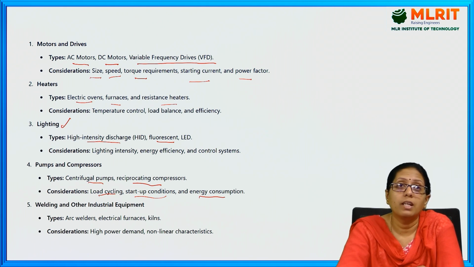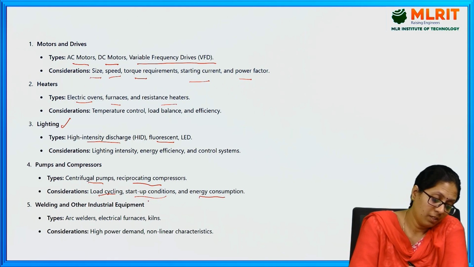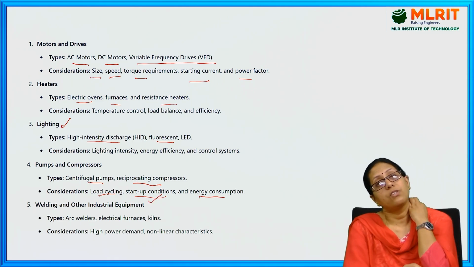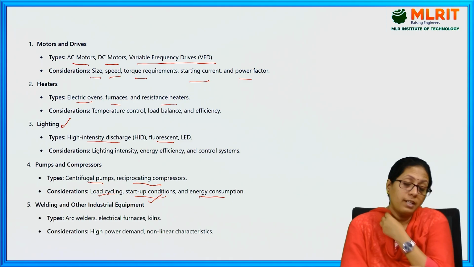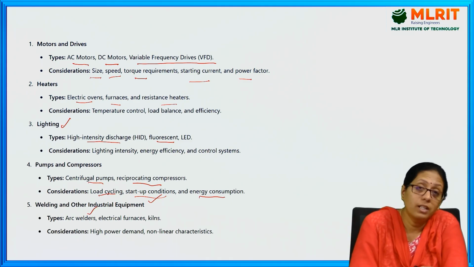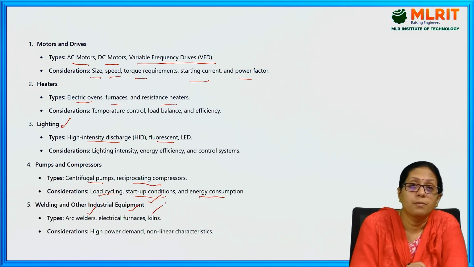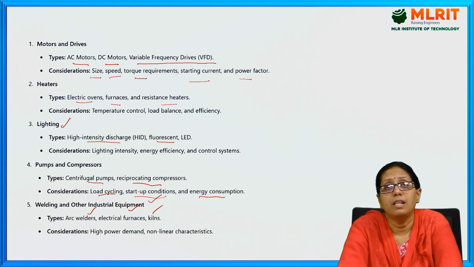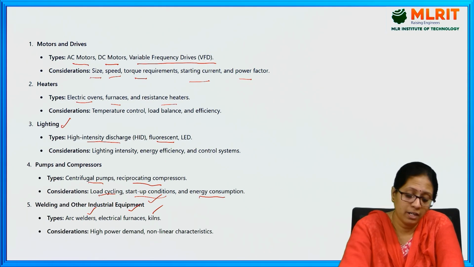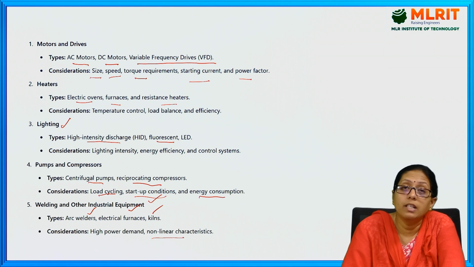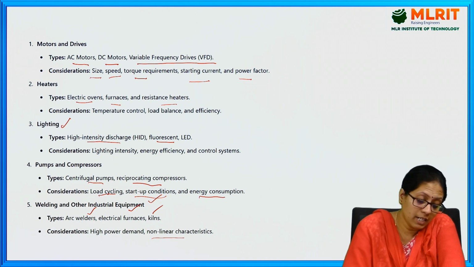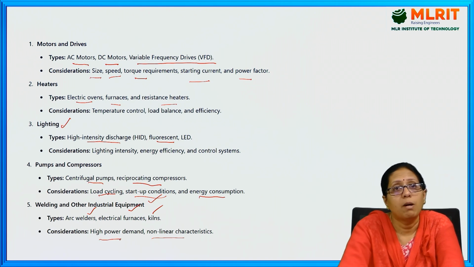The next one is welding and other industrial equipment. There are different types like arc welders and electric furnaces like kilns. All these three come under the category of welding and other electrical equipment, where the high power demand is non-linear. They have non-linear characteristics and they will be using high power.